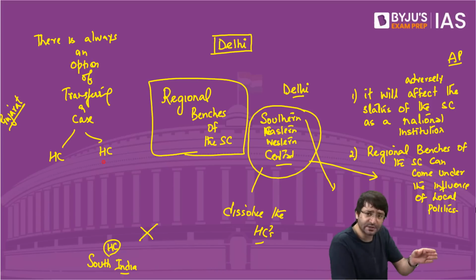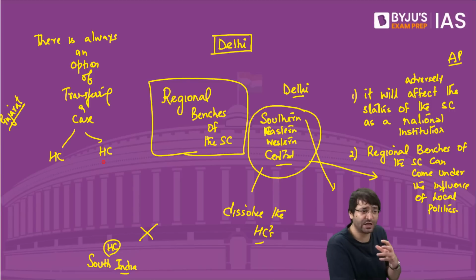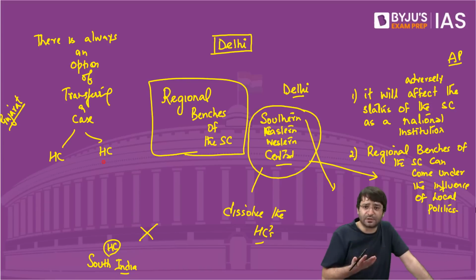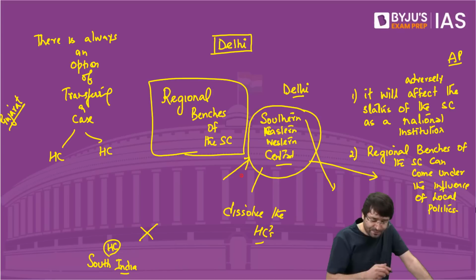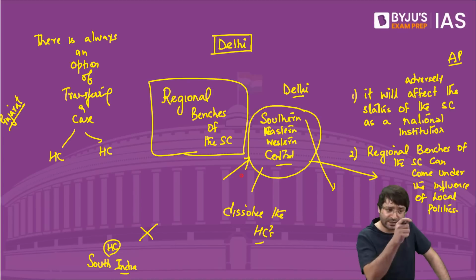When there were allegations in Jayalalitha's disproportionate assets case, where it was alleged that she has properties beyond her known sources of income, so there is an element of corruption, and that the case was coming under the influence of the chief minister, because it was pending in the Madras High Court, it was transferred from Madras to Bengaluru. That means there is always an option that if regional benches come under the influence of local politics, you can transfer the case from one regional bench to another or to itself.